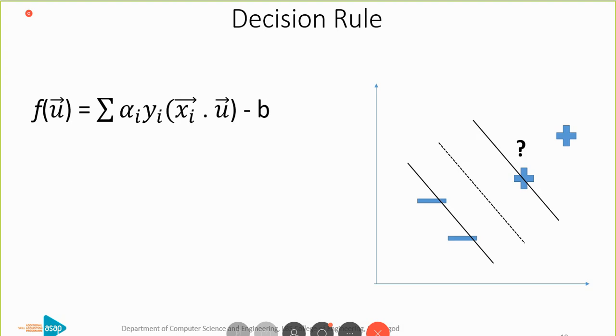Hope that question is clear. Okay, sir. We have one more question. Can we use SVM in unsupervised learning?